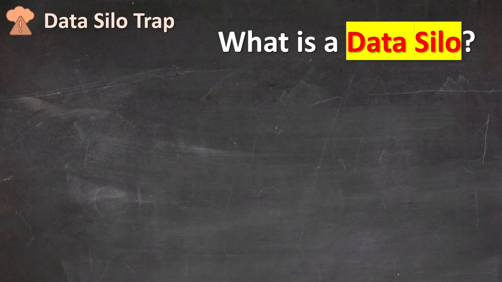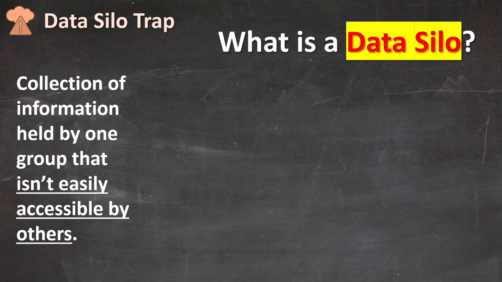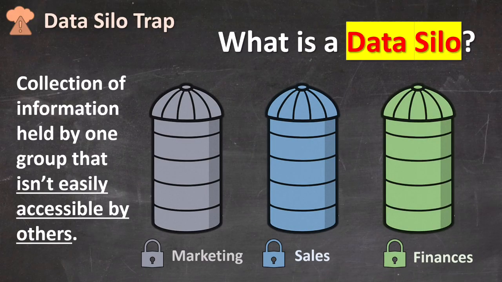So, what do we mean by data silo? In simple terms, a data silo is a collection of information held by one group that isn't easily accessible by others. Each department or team stores its own data for its own needs, often in separate systems. In our example, you see each department has its own silo, its own little world of data.